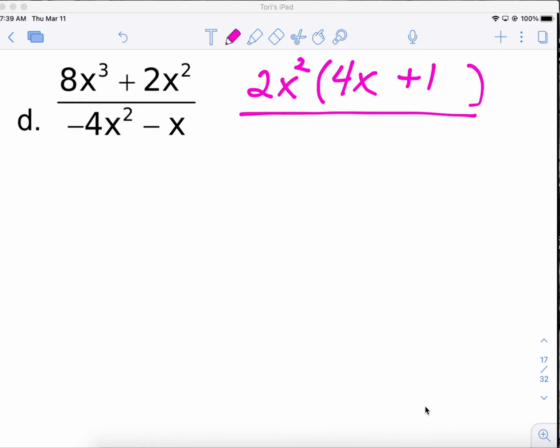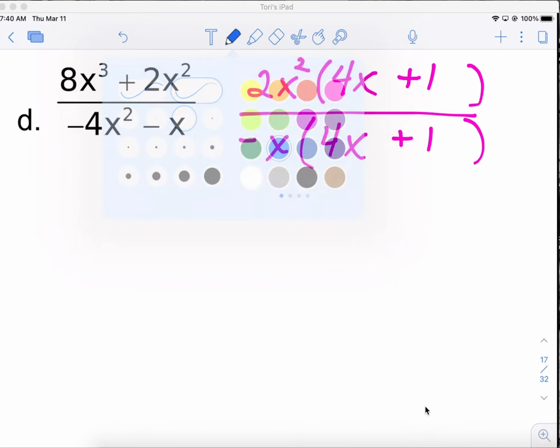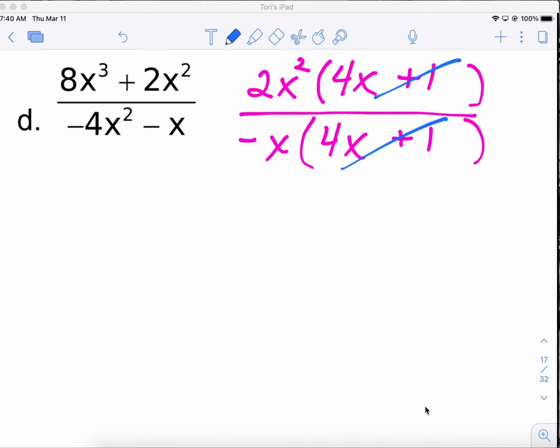On the bottom, I notice both of them have a negative I can take out. Both of them can give an x, but this guy doesn't have any number to divide out. So if I pull this down, I'm keeping a 4, keeping an x, and then I took everything from the other guy, so all he has is a plus 1. I get lucky that those are exactly the same, so the top and the bottom are going to cancel.